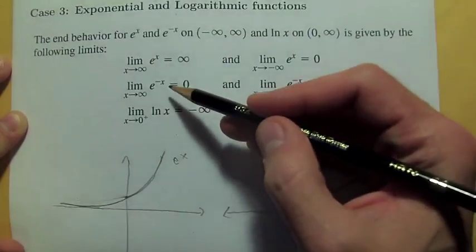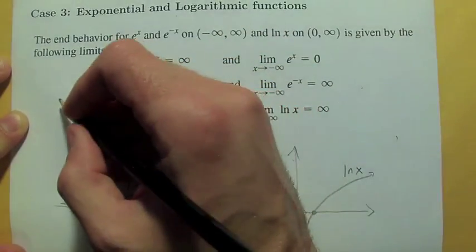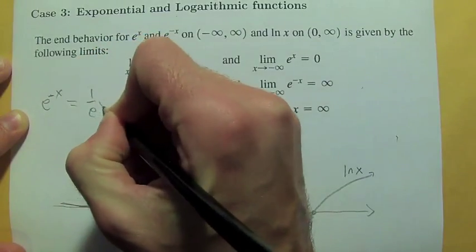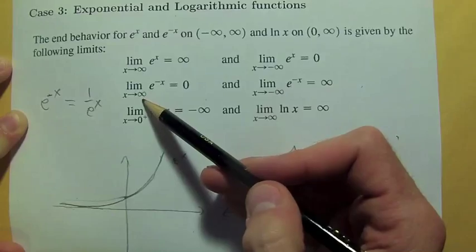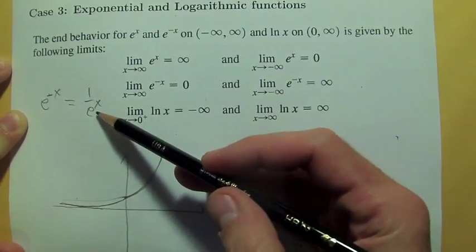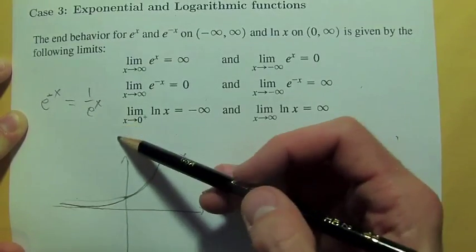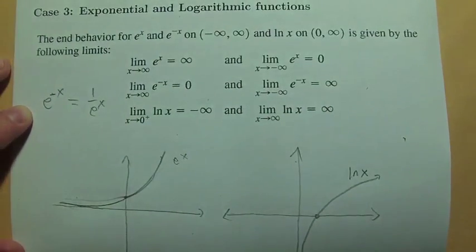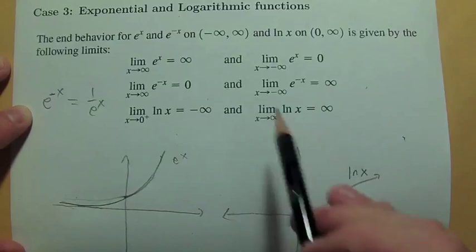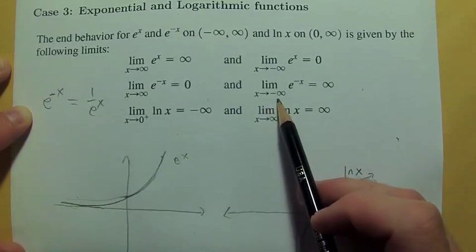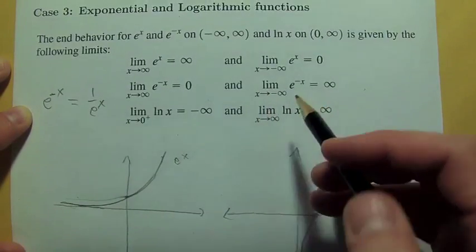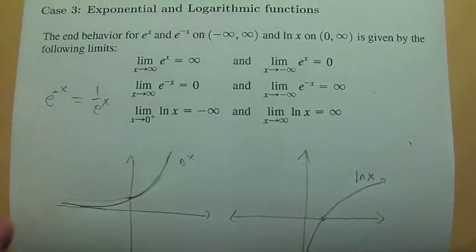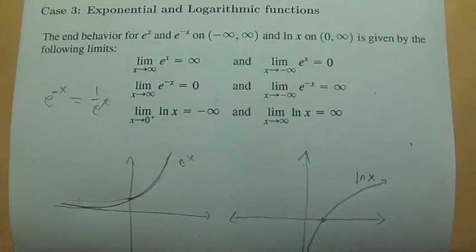For e to the negative x, you can get those just by remembering that e to the negative x is 1 over e to the x. So as x goes to infinity, since e to the x goes to infinity in that case, we'll have 1 over that, which goes to 0. And for the limit as x goes to negative infinity of e to the negative x, that's going to be putting negatives in there, so it flips it around.